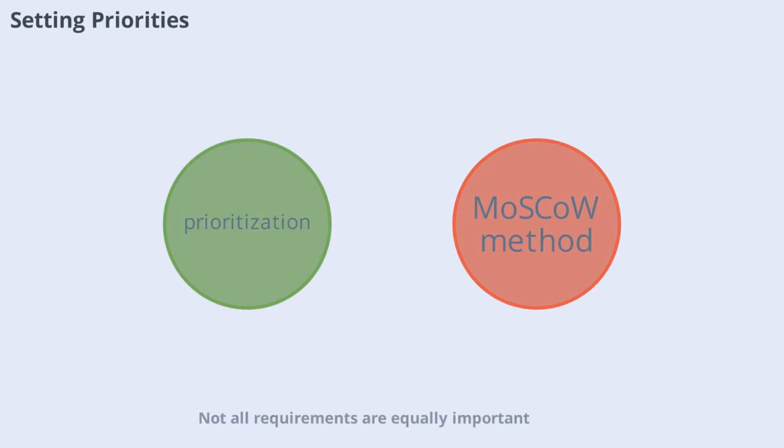Not all requirements are equally important. Setting priorities helps you focus on what delivers the most value. Techniques like MoSCoW, must have, should have, could have, won't have, can help you categorize requirements and make tough decisions. Let's discuss how to set priorities and manage stakeholder expectations.